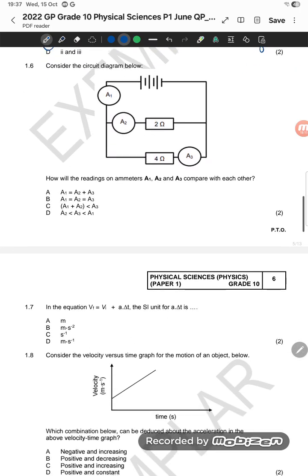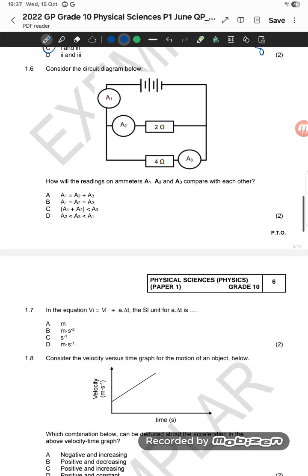Consider the circuit diagram below. Okay, so I've got cells, and 2 or more cells is known as a battery. I've got an ammeter which tests my currents, and then I've got a split, so I've got resistors in parallel. These 2 are in parallel, so my current splits here.